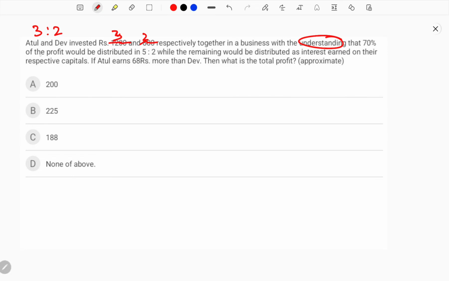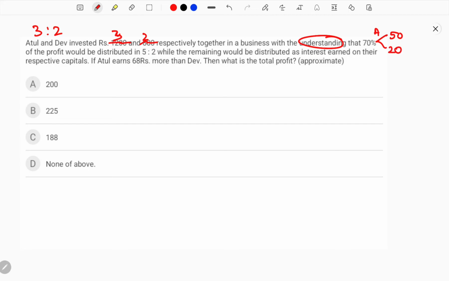Okay guys, here 70% of the profit would be distributed 5 is to 2. The ratio means Atul will get 5 parts out of 7 parts, 70, so one part is 10, which means Atul will get 50, and Dev will get 20.